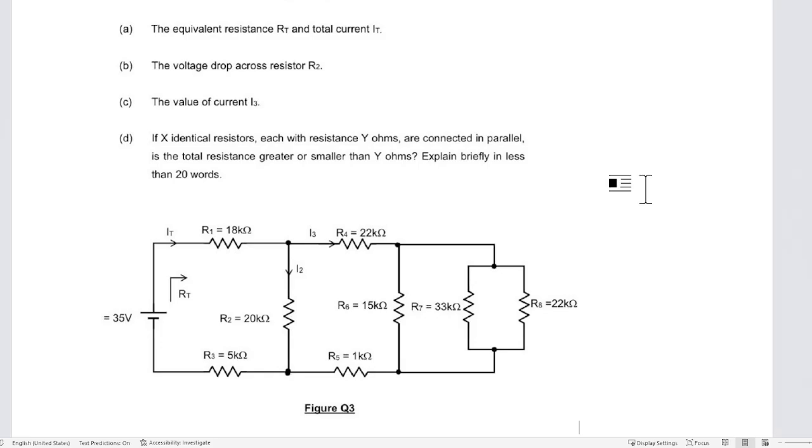Okay, for the first question, Q3, determine the equivalent resistance RT and total current IT. Let me go on my draw tool and pick the pen. So RT is here, right? You need to determine RT by looking into the resistor circuit. The easiest way to visualize this is to delete this battery over here and figure out what the total resistance RT is.